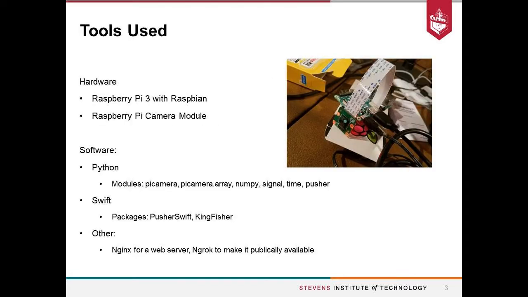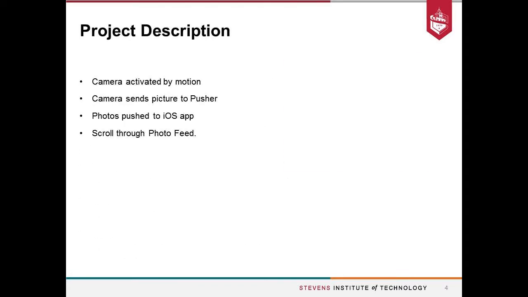Here is a list of the hardware and software used. This project has a camera connected to a Raspberry Pi, and the Python script within the Raspberry Pi is meant to take and transmit a picture every time movement is detected. The picture is then taken and an event is sent to Pusher, an online hosted service that basically just lets you send events in real time.